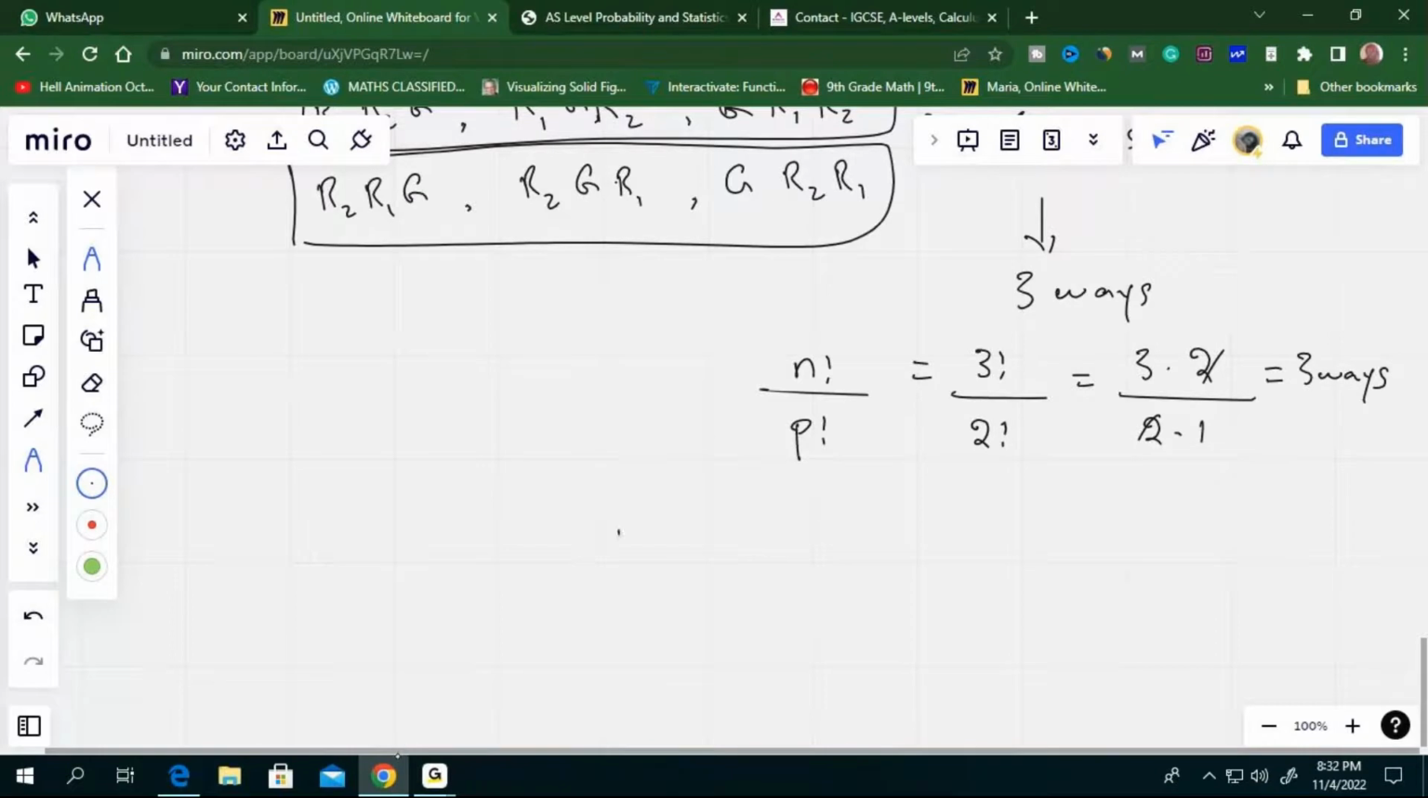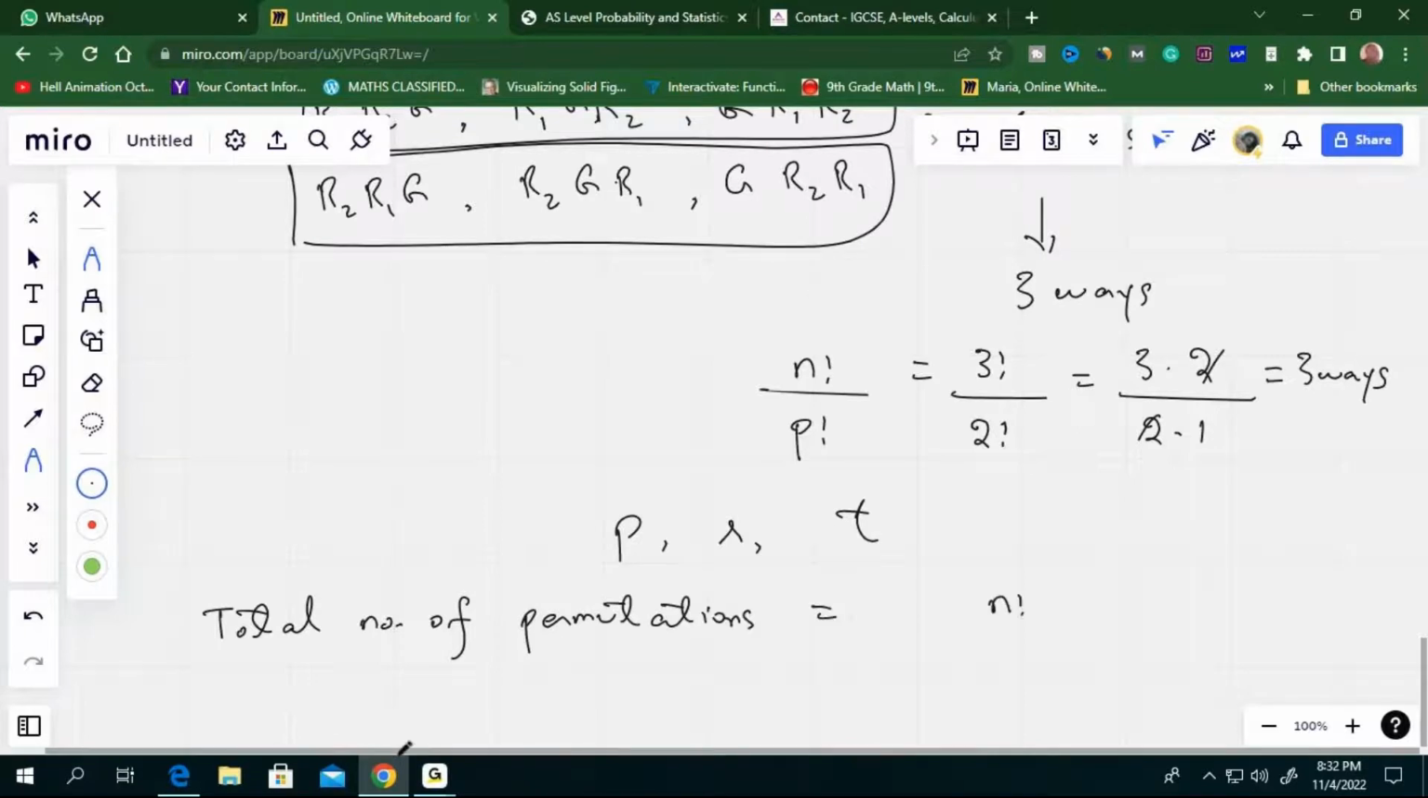I just say p, r, and t. They're getting repeated like this. Then the total number of permutations will be expressed like this. Total number of permutations will be n factorial upon p factorial into r factorial into t factorial.